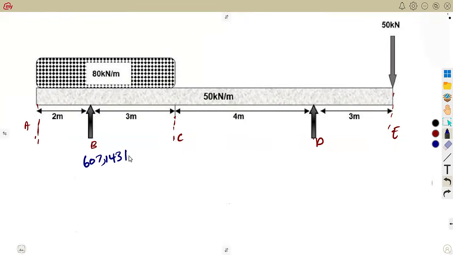We calculated this one. Okay. We also calculated D. It was 442,857 kilonewton. All right. We calculated this D. So working with the bending moments, guys, I talked about this.